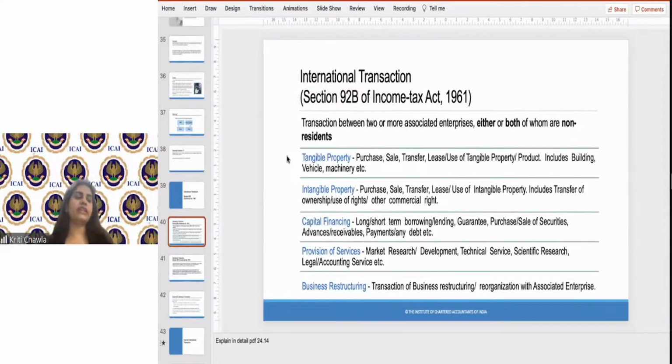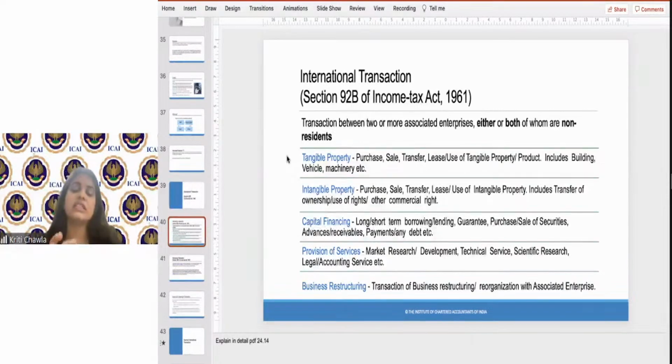Then, even if one enterprise is providing services to the other enterprise, so, if there is a technical service which is provided, a lot of times you would see that an Indian enterprise provides IT services to an enterprise in the USA. Well, this is also an international transaction. A lot of times the subsidiary company provides accounting services to the parent company. Well, this is also an international transaction for the purposes of section 92B.